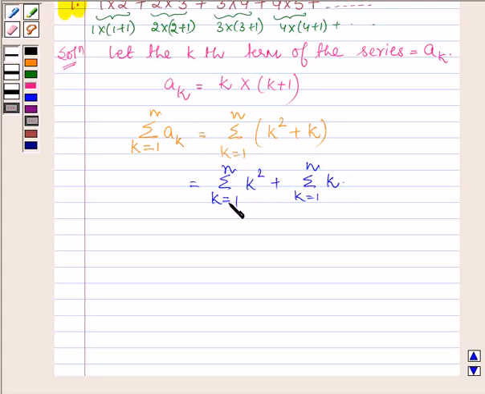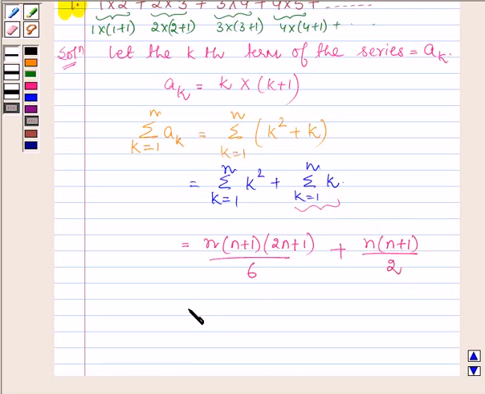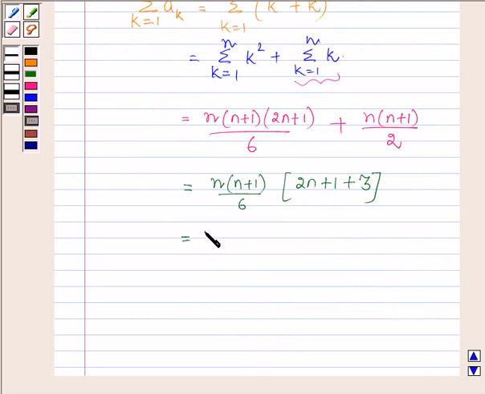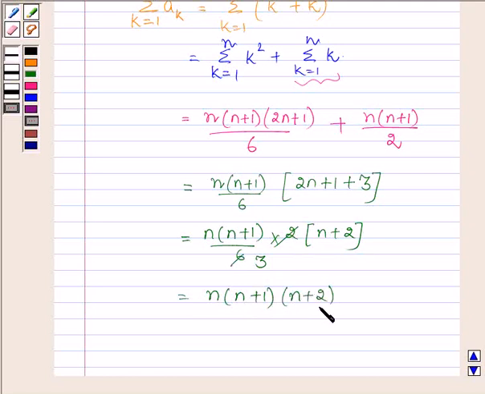Now summation k square, such that k running from 1 to n, is equal to n into n plus 1 into 2n plus 1 upon 6, and summation k running from 1 to n k is n into n plus 1 upon 2, which on further simplifying comes equal to n into n plus 1 upon 6 into 2n plus 1 plus 3. So this is equal to n into n plus 1 upon 6 into 2 times of n plus 2. So 2 threes are 6, hence our answer is n into n plus 1 into n plus 2 upon 3.